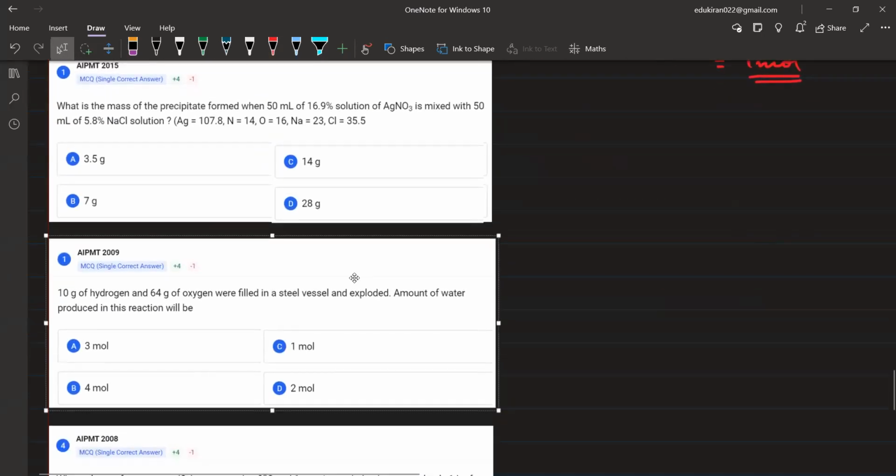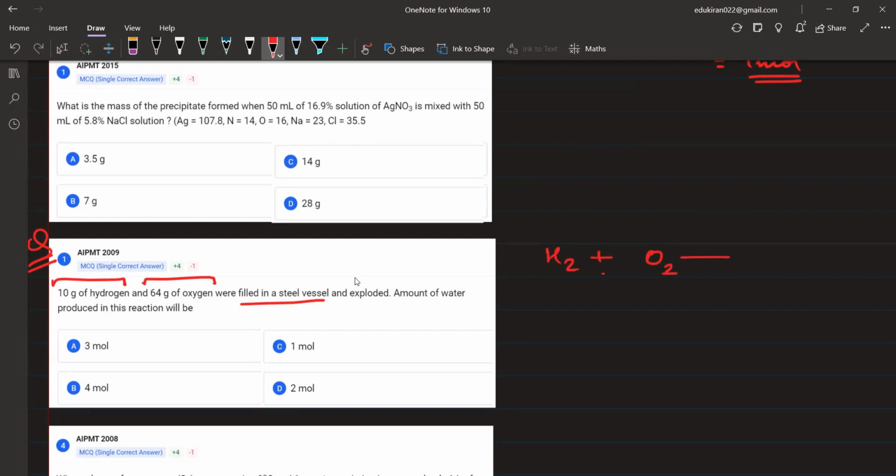Then do this question, guys. इस सवाल को कीजिए. 10 grams of hydrogen, 64 grams of oxygen filled in a steel vessel and exploded. तो water form होगा, बहुत ज़्यादा heat कीजिएगा. तो amount of water produced in this reaction will be. तो इस reaction को आप लोग balance कीजिए. H2 plus O2 gives you H2O. And then first of all find out what is the limiting reagent. उसके बाद आप लोग calculate कर लीजिएगा number of amount. What is the amount of water formed?